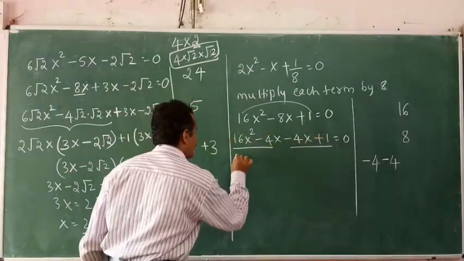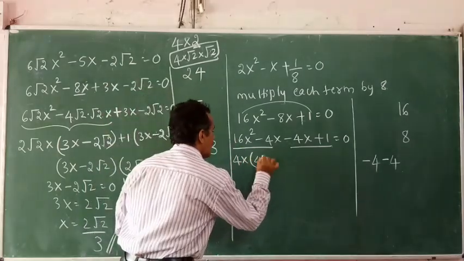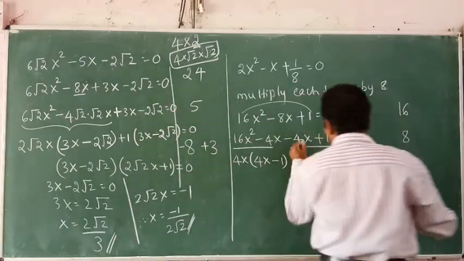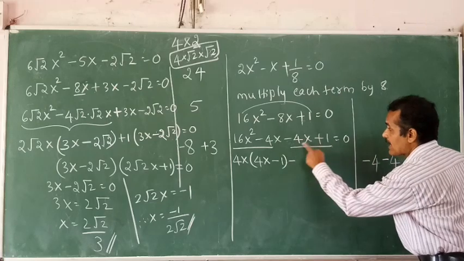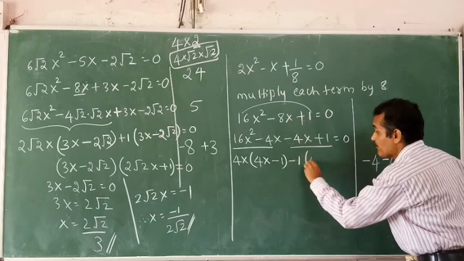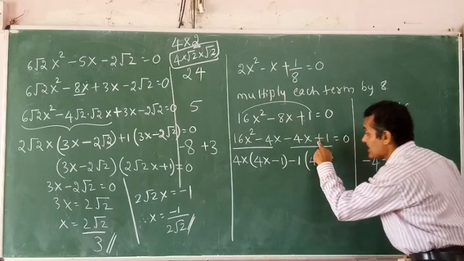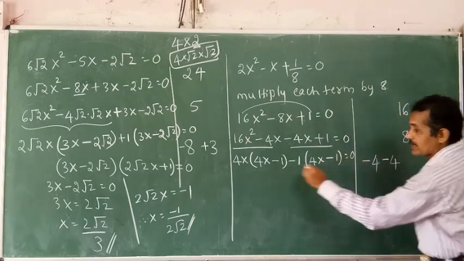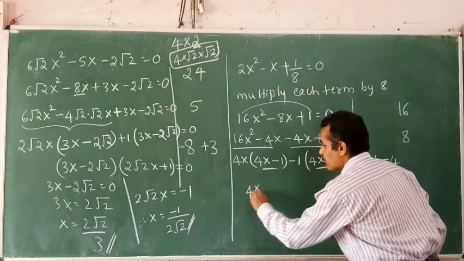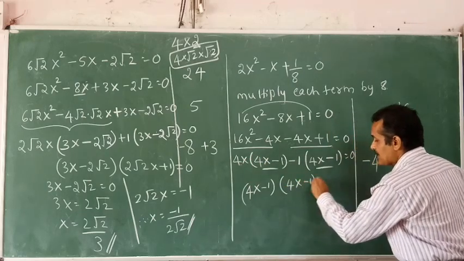Grouping. I can take 4x as a common into the bracket. 4 4s are 16. X into x square, minus 4x has come out, is minus 1. I can't take any common, means 1 as outside. Then this will be 4x. Sign will change. Plus will become minus, because minus into minus is equal to plus. 1 is equal to 0. Check whether you got the same number, the same sign or not. Yes, 4x minus 1 into 4x minus 1 is equal to 0.